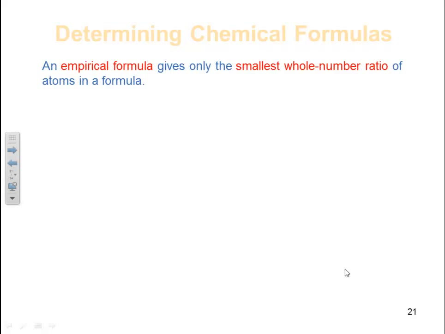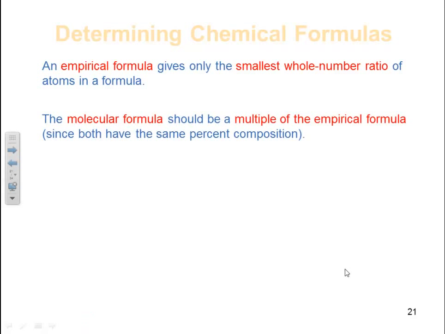An empirical formula gives only the smallest whole number ratio of atoms in a formula. The molecular formula should be a multiple of the empirical formula, since both have the same percent composition. If it's 60% carbon and 40% hydrogen, it doesn't matter if it's empirical or molecular, it's still going to be the same percentages because of the law of definite proportions. So I'm going to have to calculate how many times the empirical formula is divisible into that molecular formula to figure out what the actual molecular formula is.